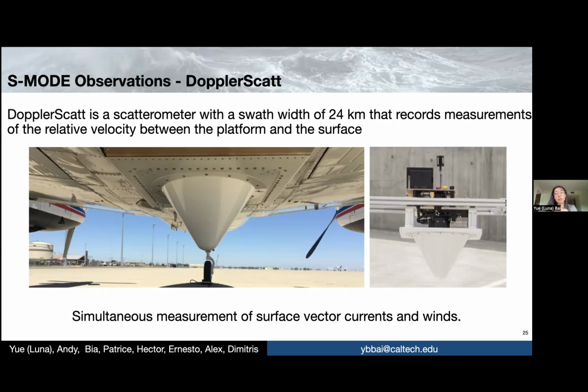From this wind stress, we can then back out the relative velocity between the platform, the surface, and this neutral wind stress between the atmosphere and the ocean. The really cool thing about these Doppler scat measurements is that they give simultaneous measurements of surface vector currents and surface winds. This is super exciting because for wind stress interaction studies, we really want co-located and simultaneous measurements of all of these quantities as much as possible.